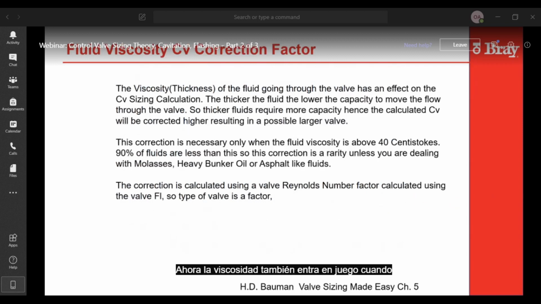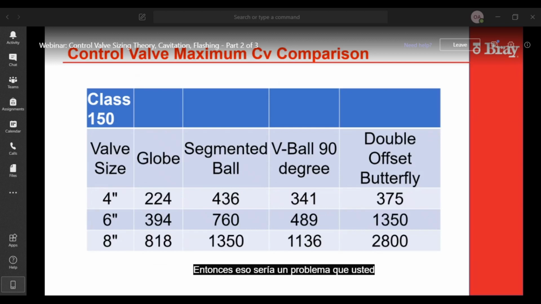Now, viscosity also comes into play when you're sizing as well. This is how thick the fluid is, because obviously the thicker the fluid, the slower the velocity of the fluid. Really, this is not that often used because it has to be a very thick fluid, over 40 centistokes. 90% of the liquid fluids we deal with are below that. So if you're dealing with molasses or heavy bunker oil or asphalt, then that would be an issue that you need to look at. But most sizing programs accommodate that calculation.